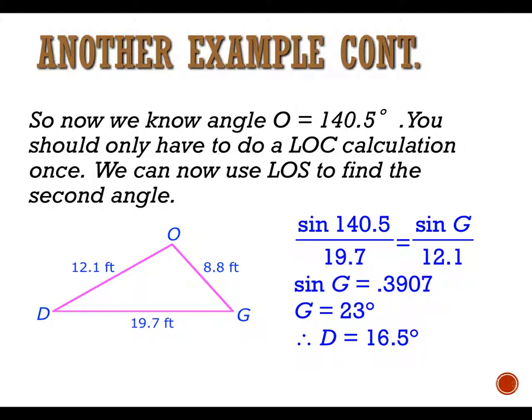Cross multiply. You get sine of G is 0.3907, which makes me happy because that's a number between 1 and -1, so this should work out okay. Get 23 degrees.